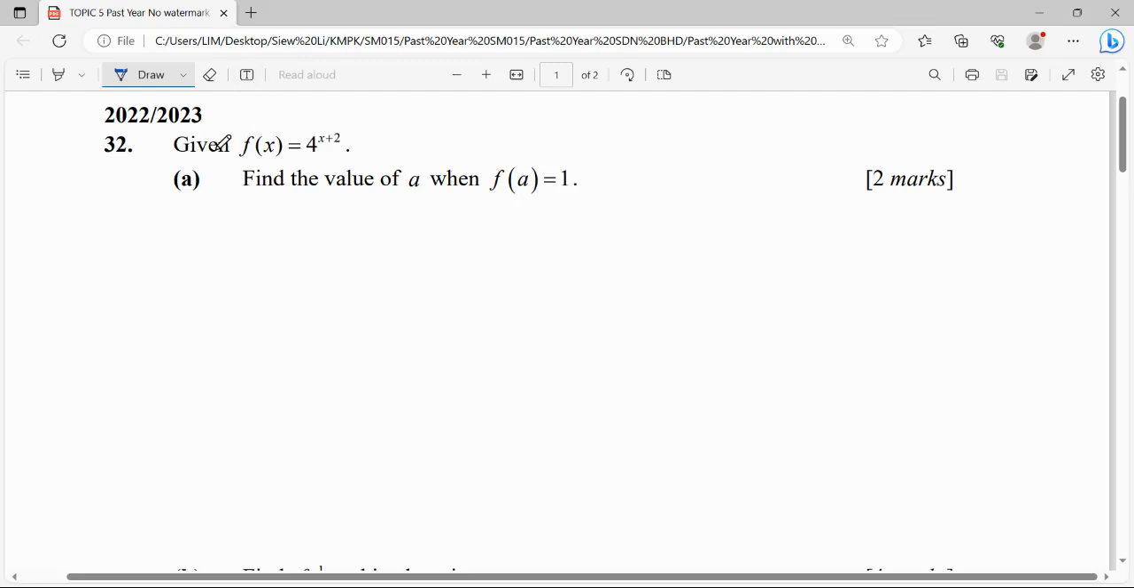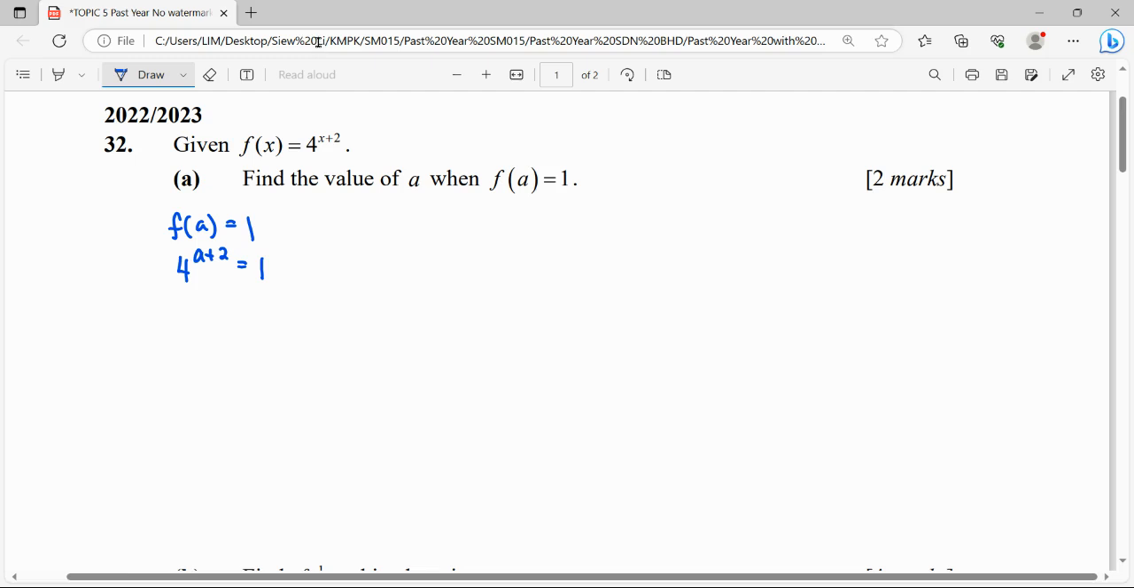For this question, given the function f(x) equals 4 to the power of x plus 2. Find the value of a where f(a) equals 1. So when we substitute a into the function, we get 4 to the power of a plus 2 equals 1. Therefore, we have to solve it.